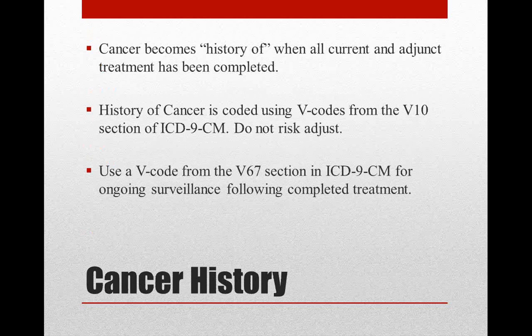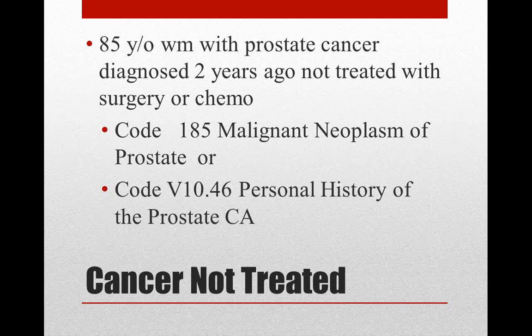So, how do we do with cancer? Well, cancer becomes a history of when all our current adjuvant treatment is completed. When that's the case, we use the V10 section of the ICD-9 codes, which don't risk adjust. Now, if it's ongoing surveillance following completed treatment, we use the V67, and I'll have to refer you out to that handout to look. There's just a handful of V67 codes that do risk adjust, mainly like bone marrow transplants and things like that.